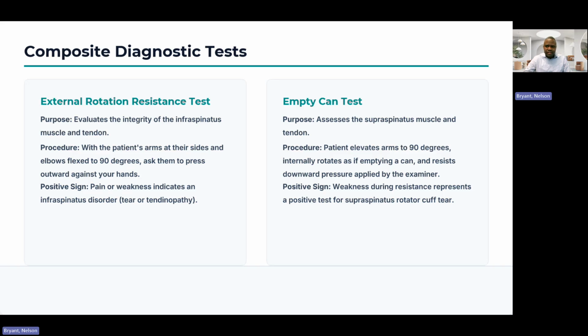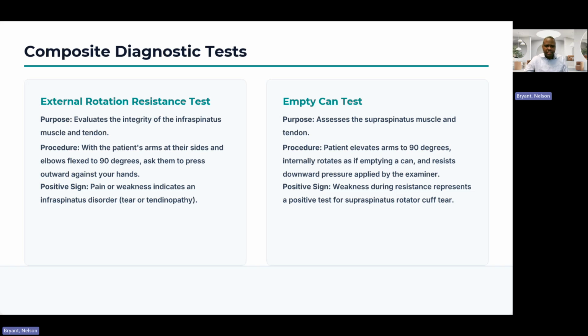Other diagnostic tests are highly specific to evaluate muscle groups or tendons. For example, the external rotation resistance test, also known as the infraspinatus test, evaluates the strength and integrity of the rotator cuff muscles. A positive test usually indicates a potential tear or pathology, marked by weakness or pain when the patient attempts to rotate their arm outward against the resistance.